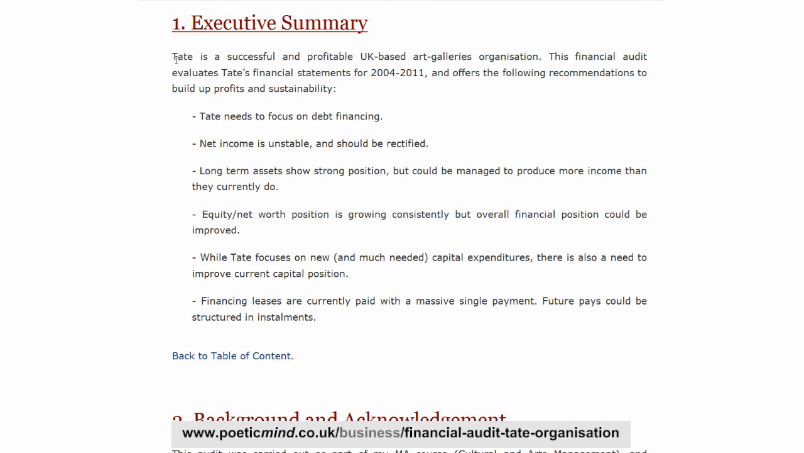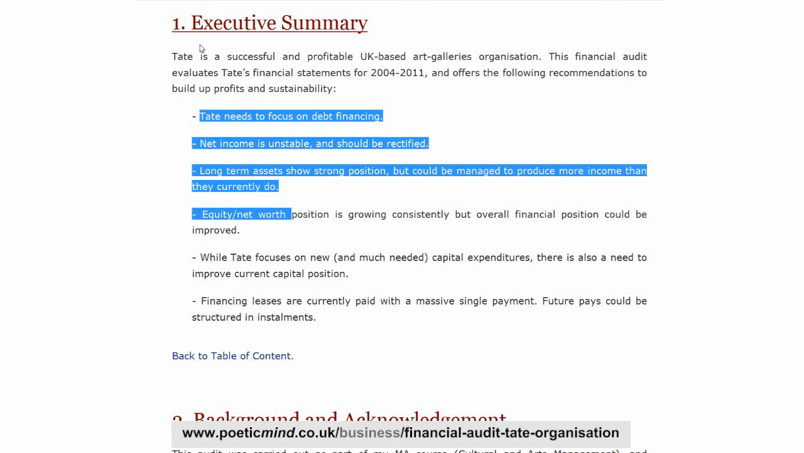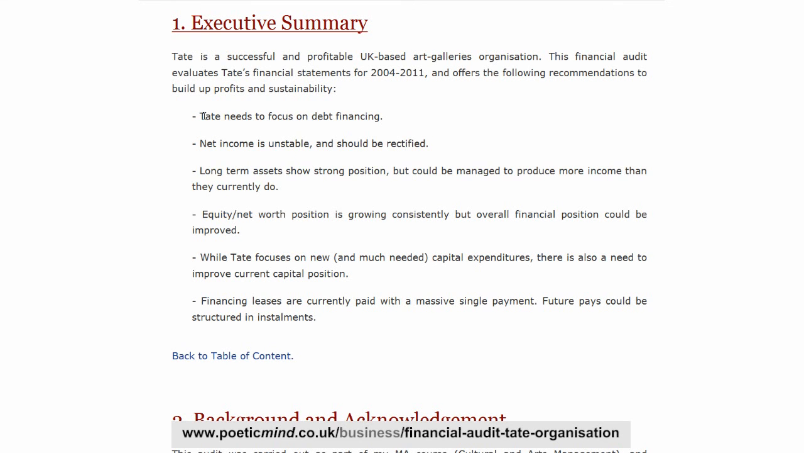Executive summary. You talk a bit about the organization, what you have reviewed, in this case financial statements for 2004 to 11, and you start by placing your recommendation here. So this is the first page that people will probably read, and what they need to see is the result of your audit. That is to say, they need to read the recommendation. They appear here at the beginning of your document.